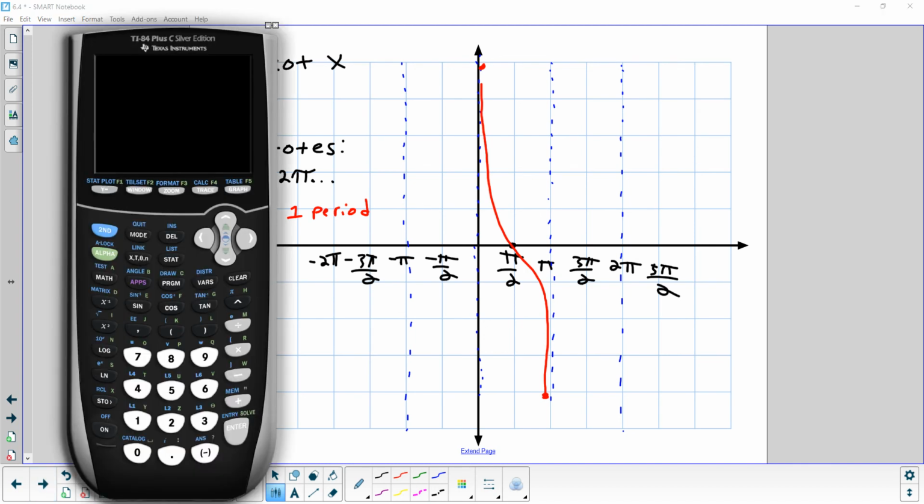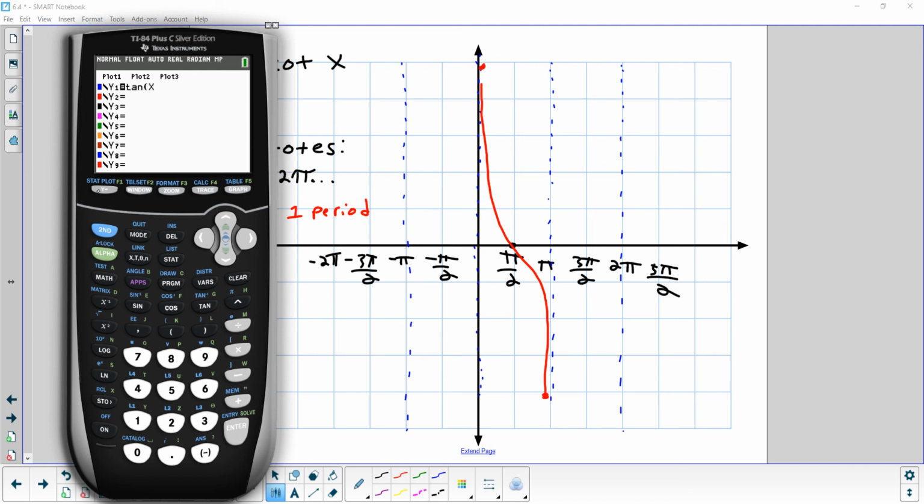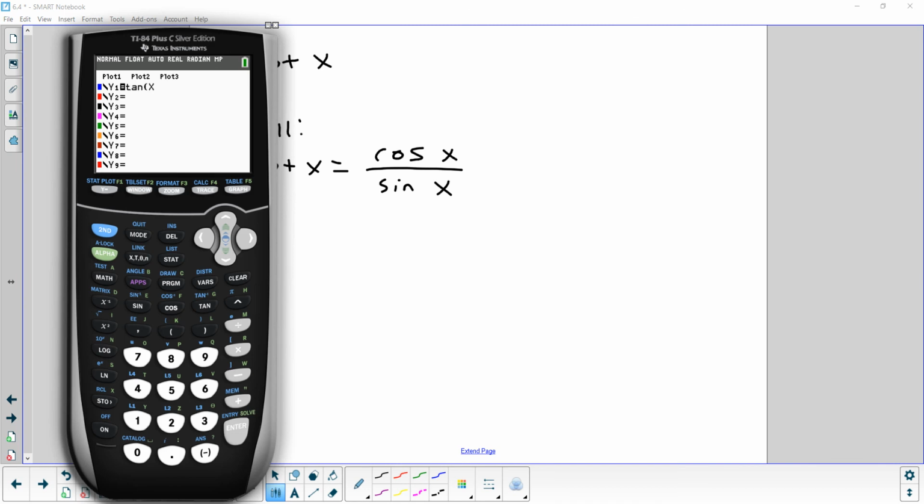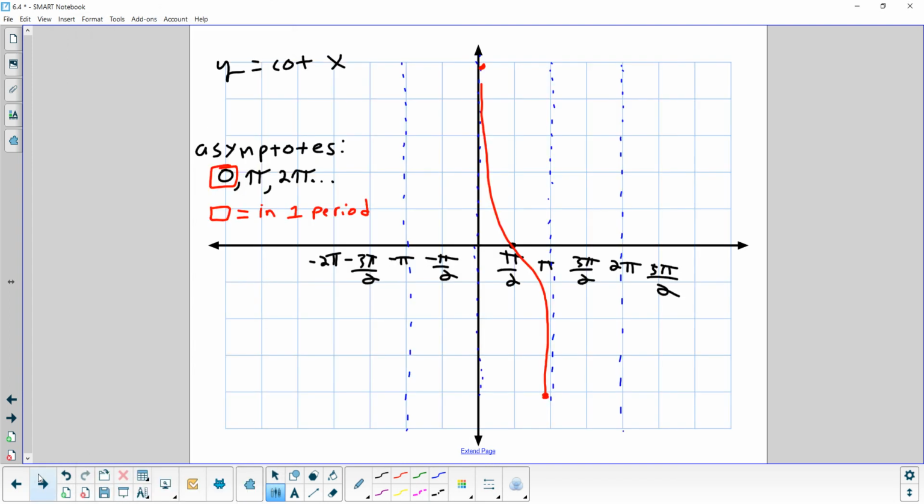So to graph cotangent, you'd have to type it in. Well, you could type it in like that, cosine over sine, or you could type it in a little bit shorter as 1 over tangent because it's the reciprocal. Okay, thank you. Yep. And there's the graph of cotangent. Okay, so tangent and cotangent.